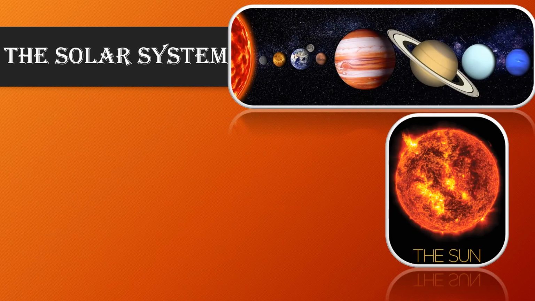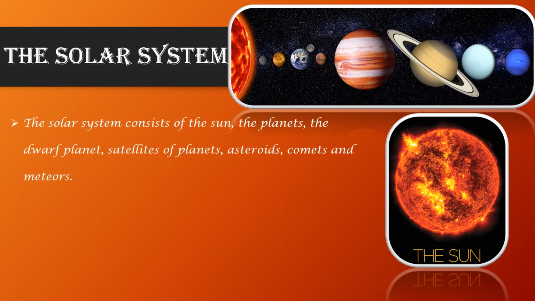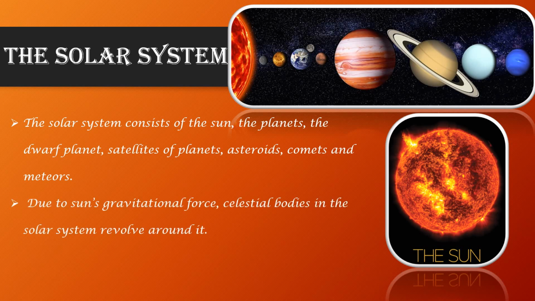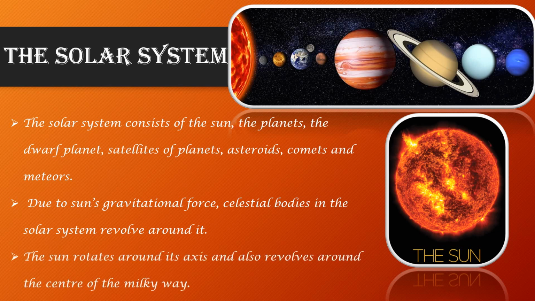So students, now let us understand our solar system. The solar system consists of the sun, the planets, the dwarf planet, satellites of planets, asteroids, comets, and meteors. Due to the sun's gravitational force, celestial bodies in the solar system revolve around it. The sun rotates around its axis and also revolves around the center of the Milky Way.